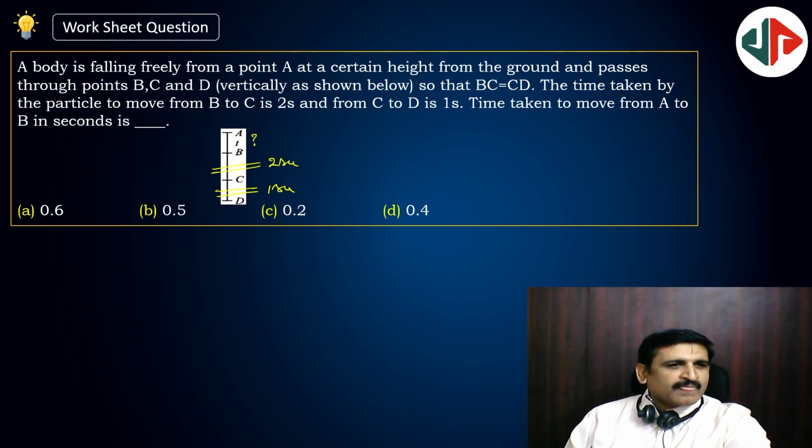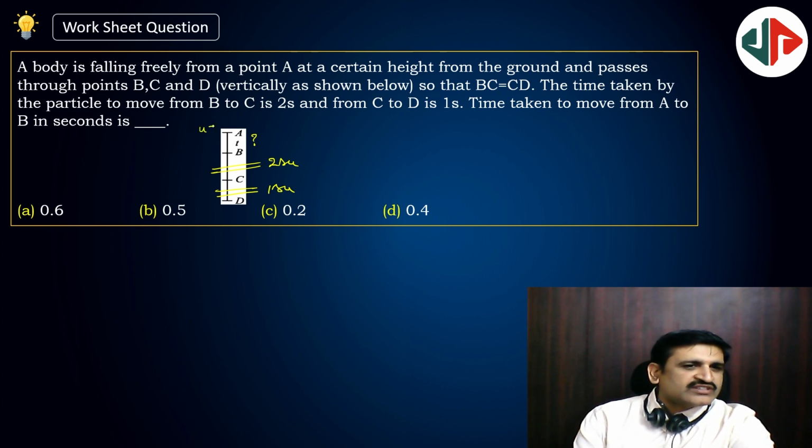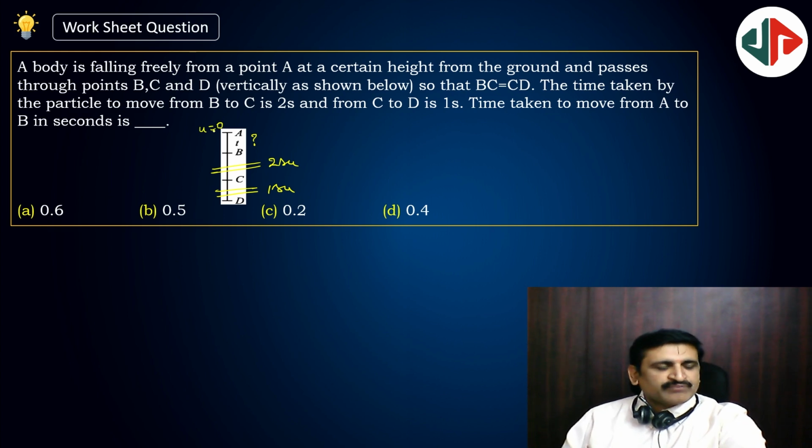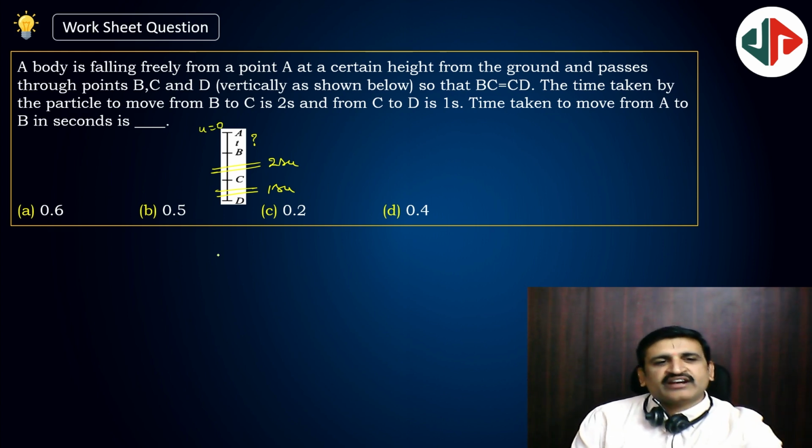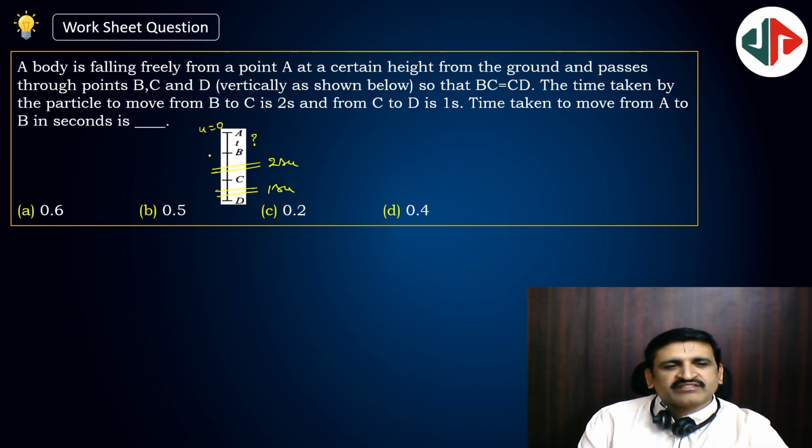A body is falling freely from A. Here initial velocity u equal to 0 we can take. First thing. Next, these distances are equal. So I would like to take the time t, suppose. Then velocity acquired up to here.